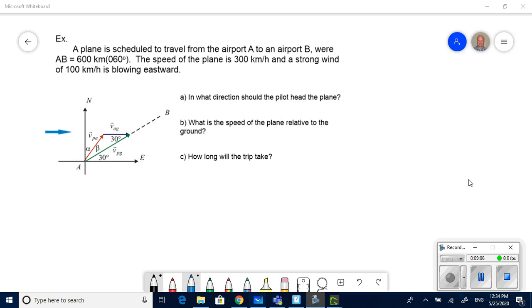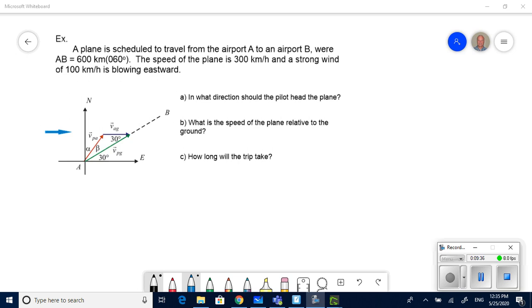This time it's a plane and wind speed velocity question. A plane is scheduled to travel from airport A, I've got it all on my diagram, to airport B. The distance, we'll deal with down in part C to calculate how long the trip will take. I want to make sure I keep my vector quantities straight, the plane speed and the wind speed, separate from my scalar quantities, and that's distance. So I'm going to focus on that a little bit here.